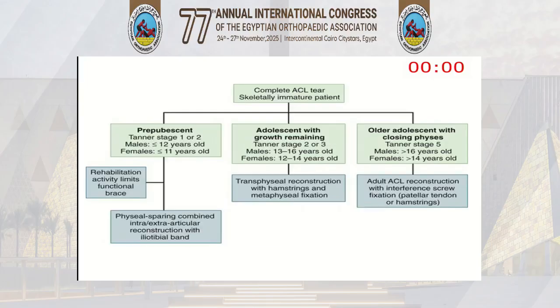So this is an algorithm. If we have a complete ACL tear in a skeletally immature patient, in prepubescent Tanner stage 1 or 2, we may utilize rehabilitation, limitation of activity, and a functional brace. Otherwise, we may do a physeal sparing combined intra and extra-articular reconstruction with iliotibial band. In adolescents with some growth remaining, Tanner stage 2 or 3, transphyseal reconstruction may be done. In older adolescents, adult-like ACL reconstruction can be done.